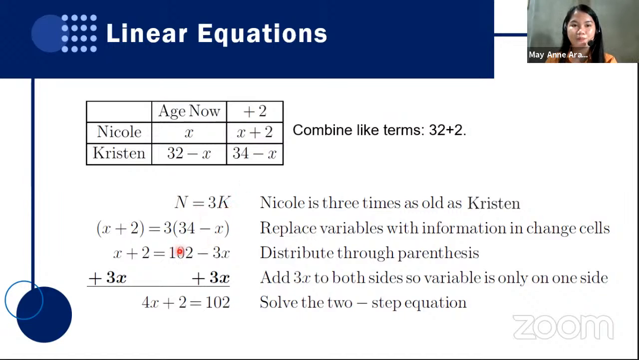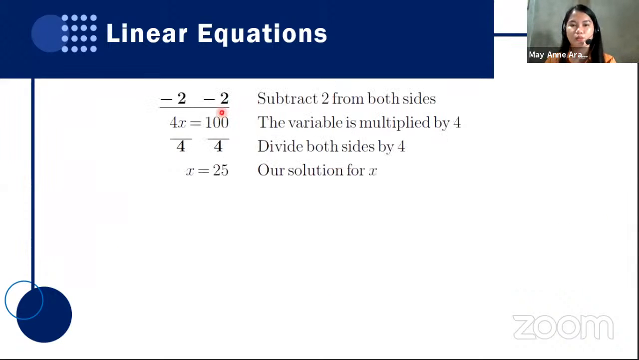And just distribute. Use the distributive property. So you have 3 times 34 is 102, and 3 times negative x is negative 3x. Then add 3x to both sides or just transpose. Transpose lang natin yung negative 3x sa left side. So you have 4x plus 2. Then transpose negative 2 or subtract 2 from both sides. You will get 4x equals 100. Simplify natin. 4x divided by 4 is x and 100 divided by 4 is 25.